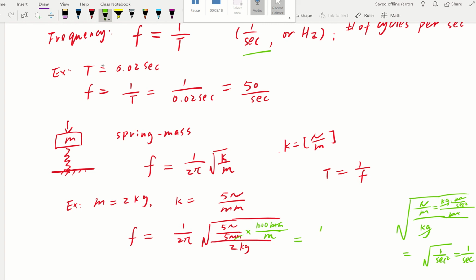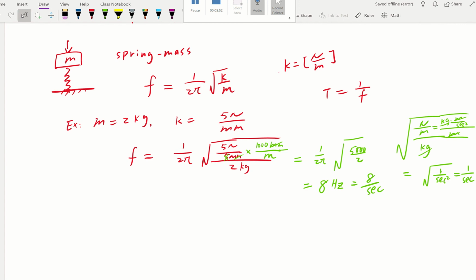If you put your values in, so 1 over 2 pi, then, oh, I made a mistake here. There's no 5. It's 5 Newton per millimeter, so we will have 5,000 divided by 2. All of that is going to give us around 8 hertz, or 8 per second. Okay, so that's for a spring mass system.